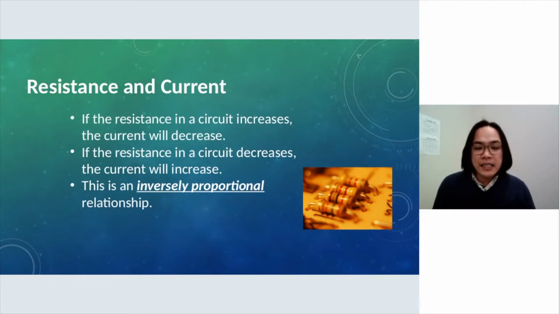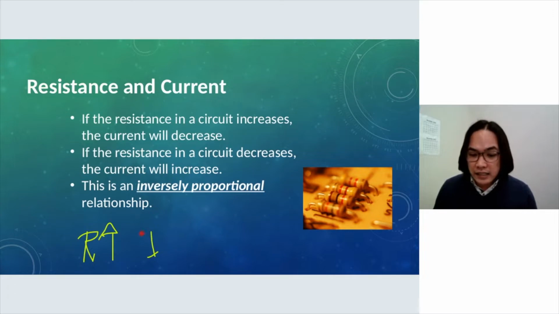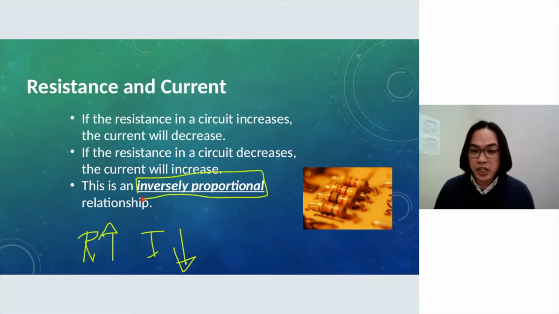So if the resistance in a circuit increases, the current will decrease. So meaning their relationship is opposite to each other. So if the resistance in a circuit decreases, the current will increase. So resistance increases, current will decrease. Or the other way around. If current increases, resistance will decrease. In physics, we call that inversely proportional. So let's take a look at our example, okay, to show proof that indeed this relationship is correct.